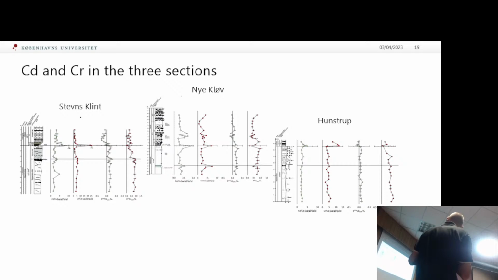But we can see in the chromium isotopes, also only in Stevns, that they start already here, when the amount of organic matter starts to increase. We can see that the chromium isotope starts to be less fractionated.